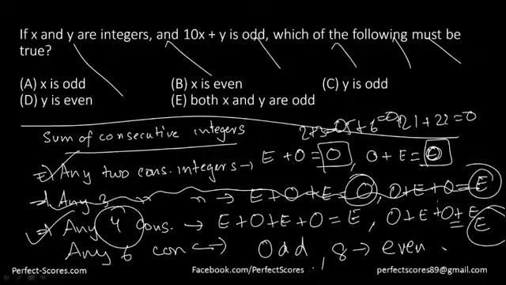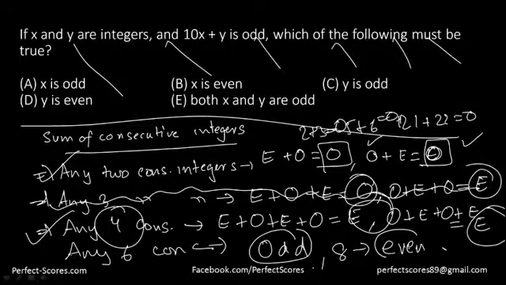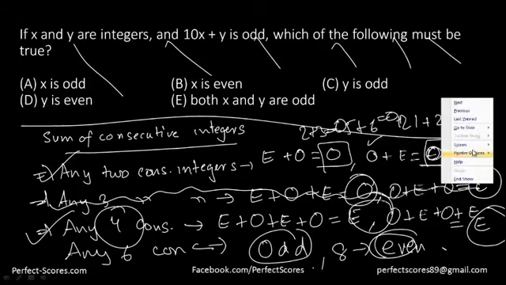Right? So suppose you're understanding what I'm trying to do here. The sum of any 2 consecutive integers is always odd. For 3 I'm not sure, for 5 I'm not sure, but the sum of any 4 consecutive integers is always even. The sum of any 6 consecutive integers is always odd. The sum of any 8 consecutive integers is always even.